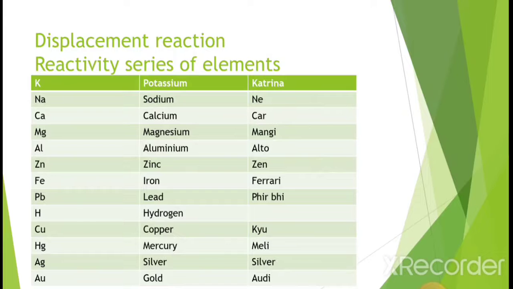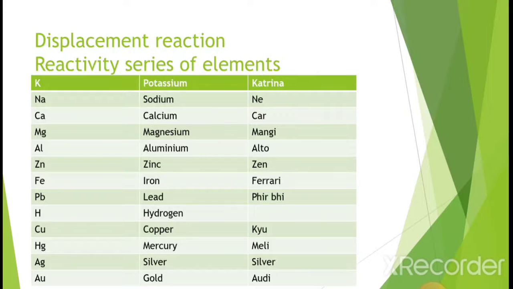So I hope this one statement will help you in learning this reactivity series. It is very, very important to learn this reactivity series by heart. Displacement reaction I will do in the next class. Before that you have to learn this series by heart. Without knowing this you can't learn displacement reaction.